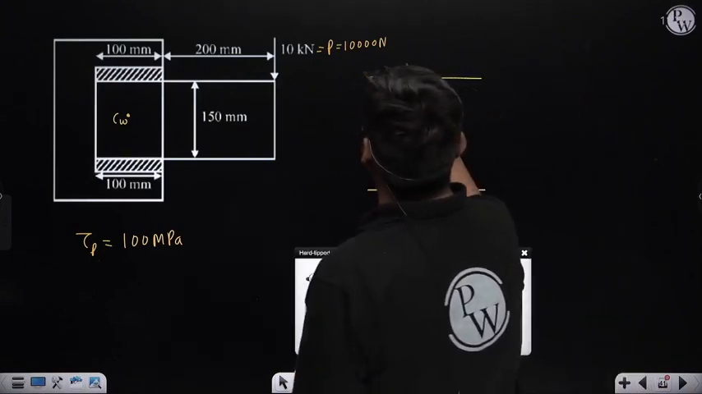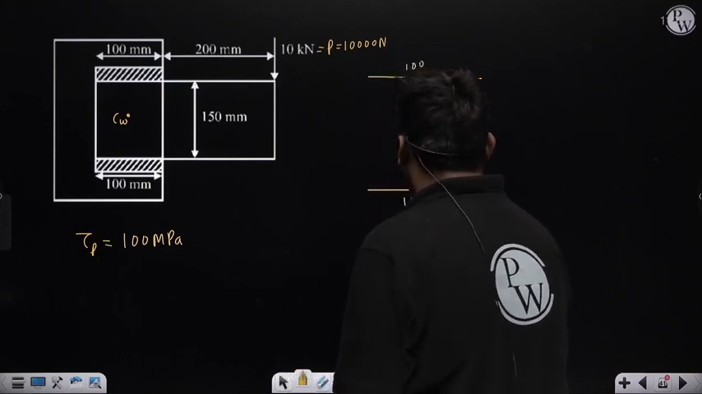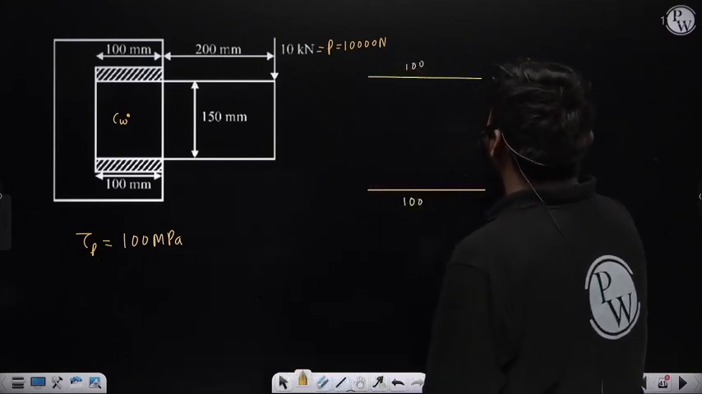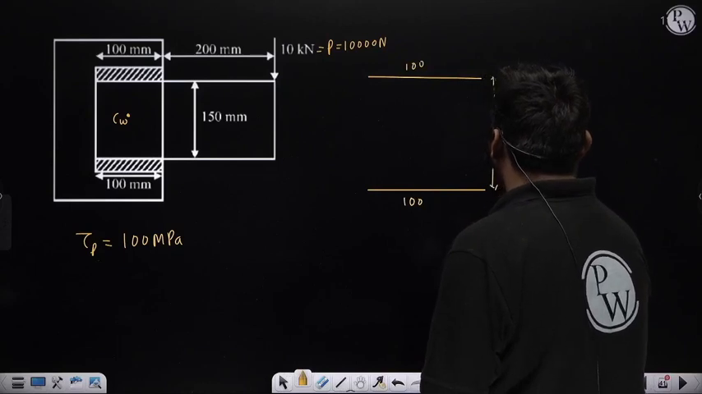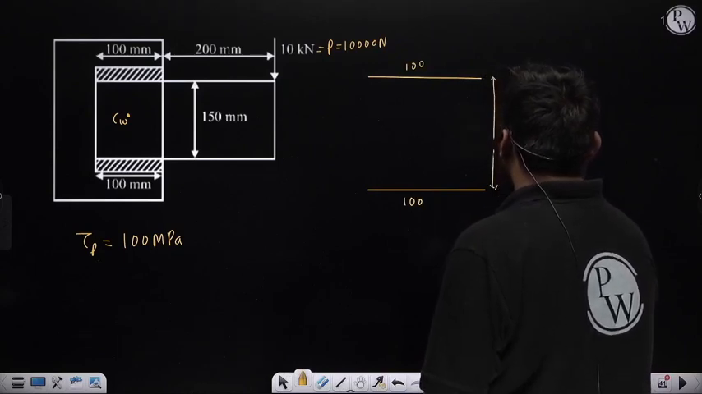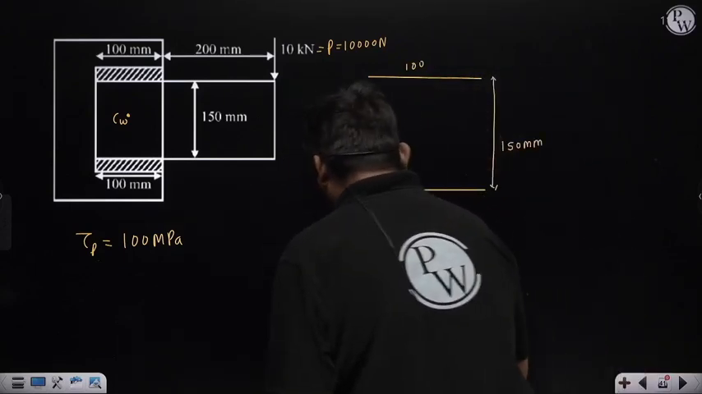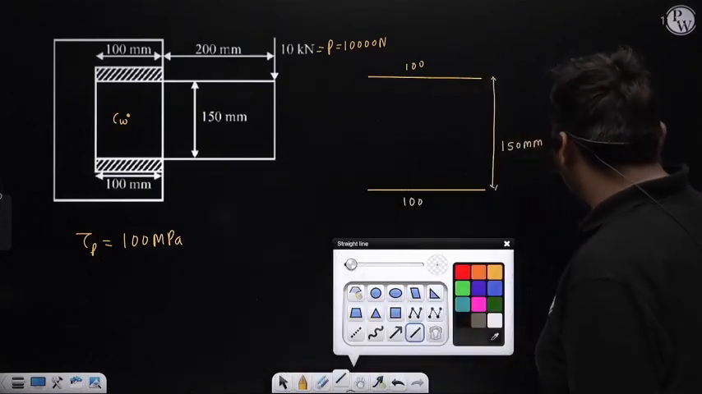Length of both welds is 100 mm. Here all dimensions are in mm, I am not writing the unit. This distance is 150 mm, it is given in the question. Now I want to locate the combined centroid of this weld. Now how to locate?